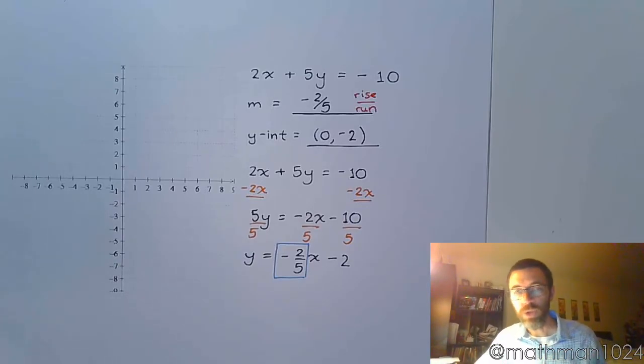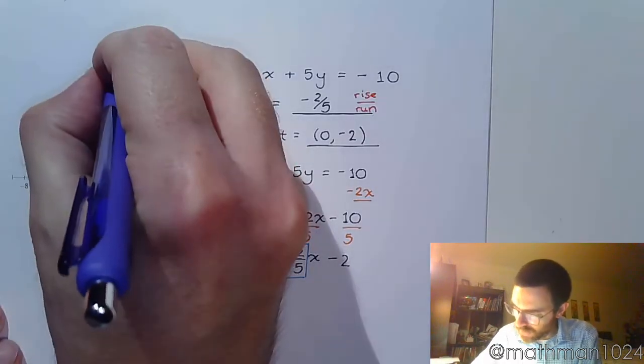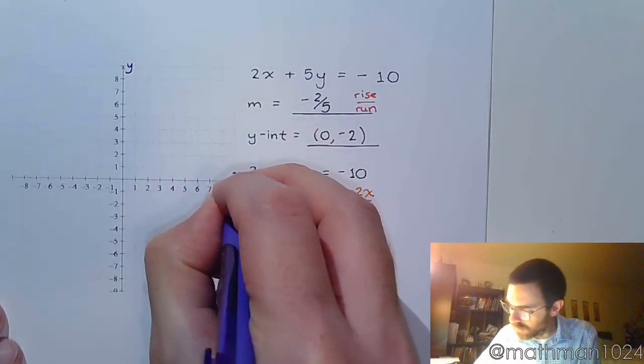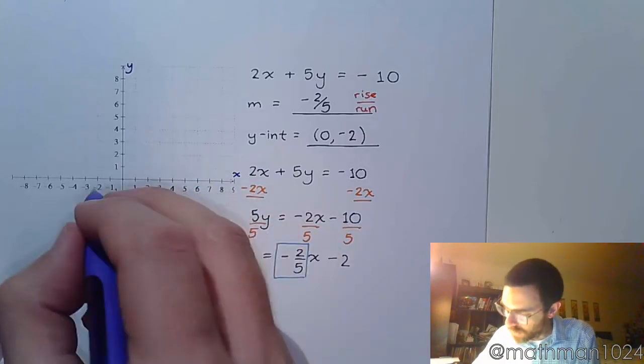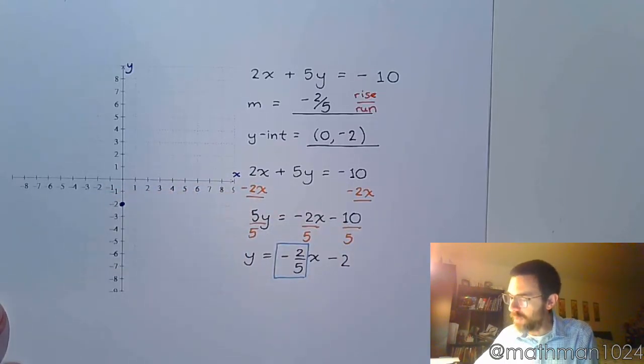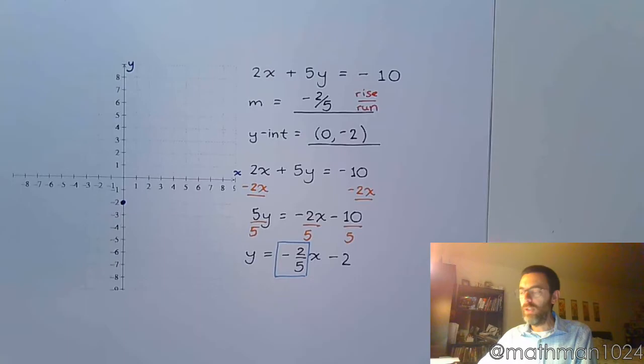Remember, every y-intercept goes on the y-axis. So again, here is the y-axis. So the y-intercept is 0, -2, so let's plot that. And then we have a slope of -2 over 5. Now the thing to understand here is that you just have a single negative factor. So a lot of times it's easier to make the numerator the negative part.